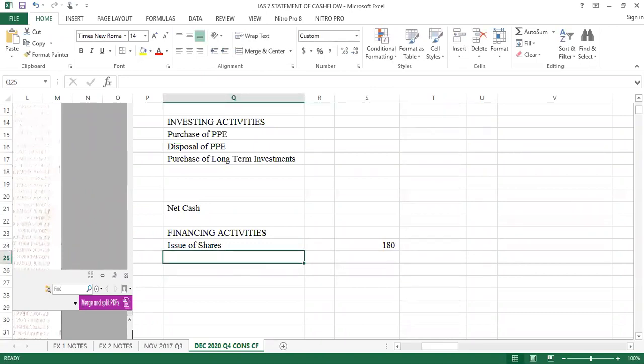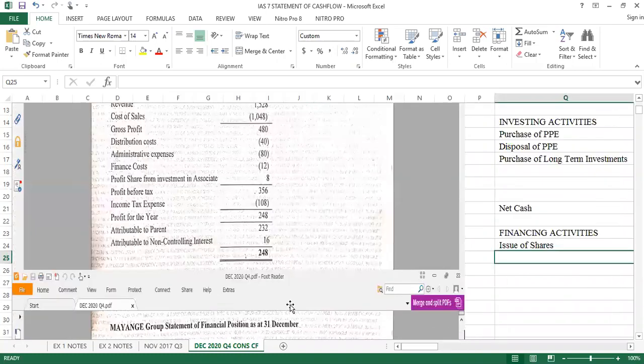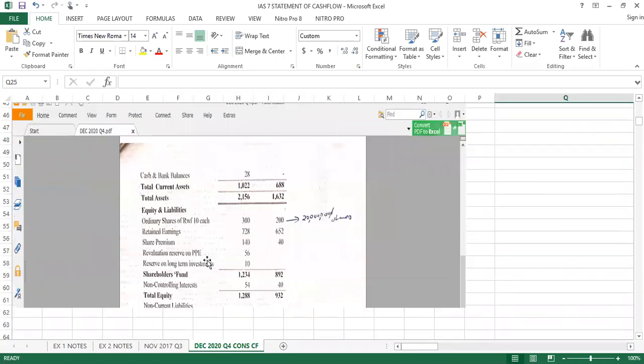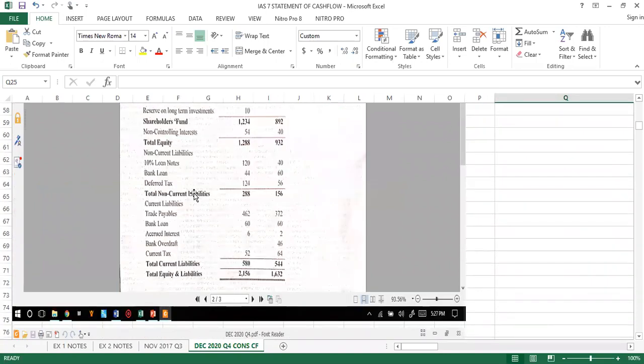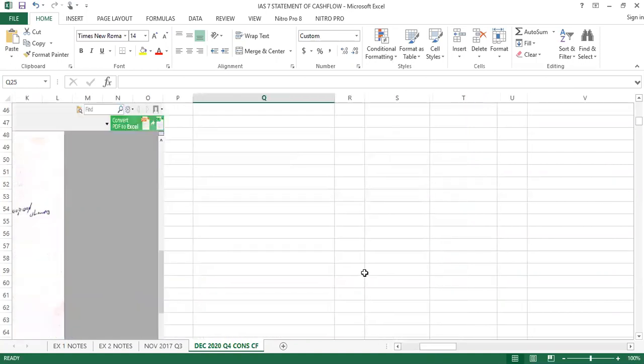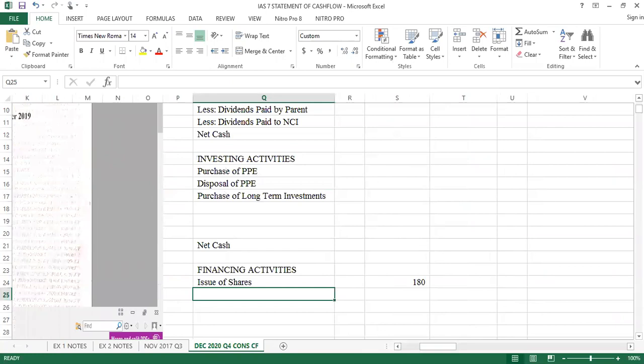Next, loans. Did we have loans? Non-current liabilities. Yes, there is a loan. You can see the first loan has increased. So there is a borrowed loan. Bank loan has reduced. So there are 2 loans. One has increased, the other has decreased. So cash received from borrowed loan.